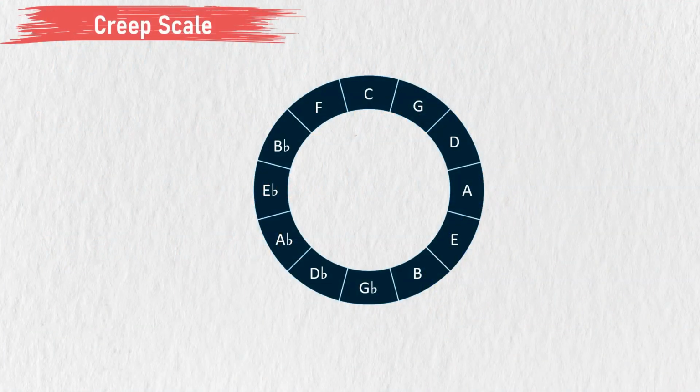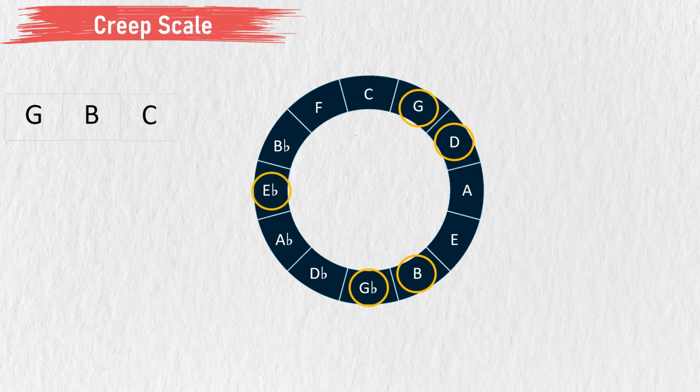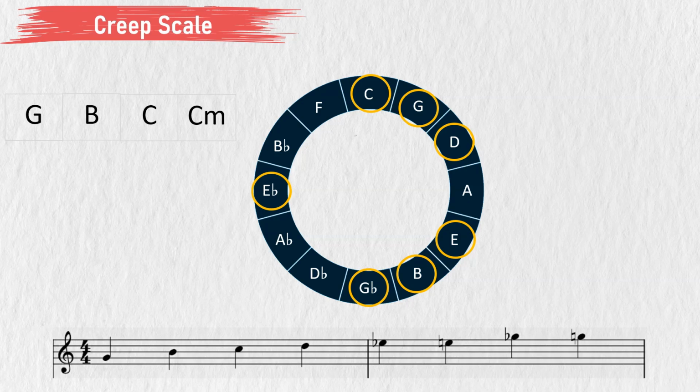First of all, we need to get the notes of the scale. So, let's take the chords and get their notes. The G chord is made up of the notes G, B, and D. The B chord is made up of the notes B, E flat, and G flat. The C chord is made up of the notes C, E, and G. The C minor chord is made up of the notes C, E flat, and G. Great, we get a 7-note scale and it sounds like this.